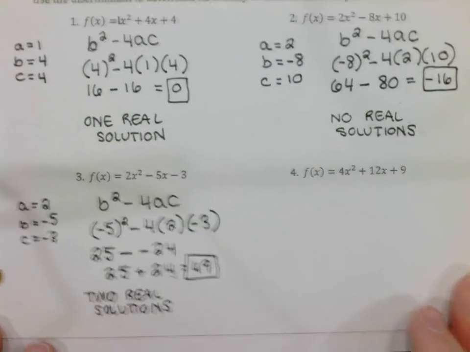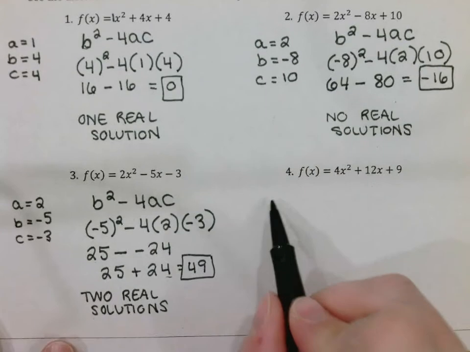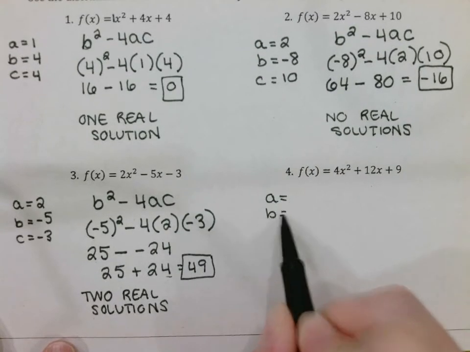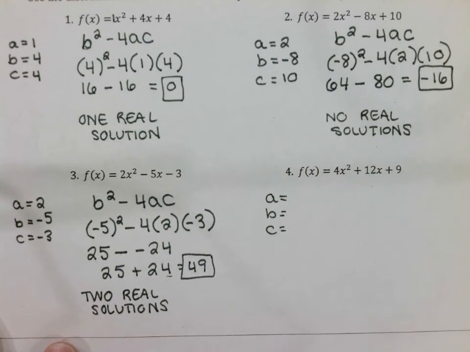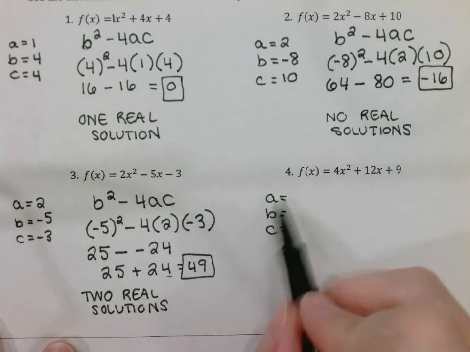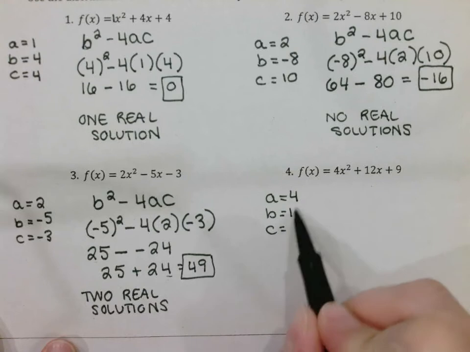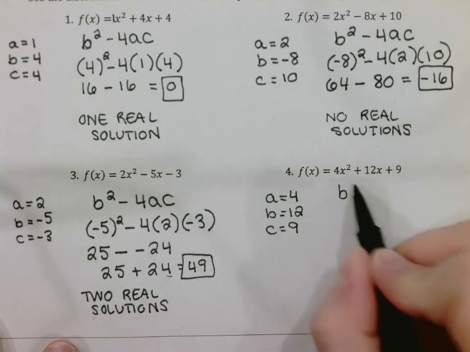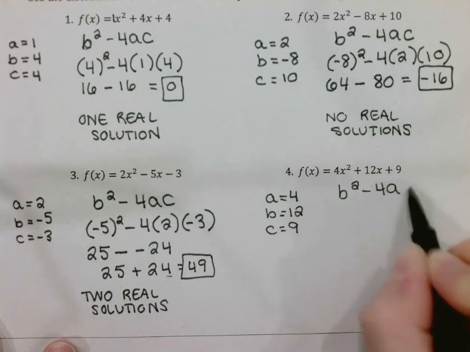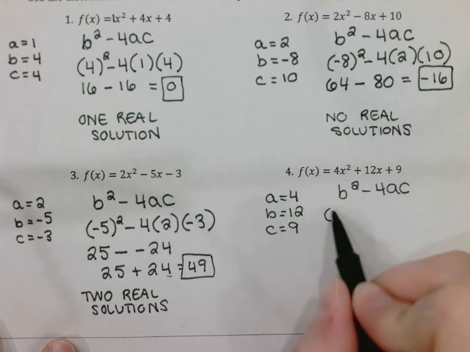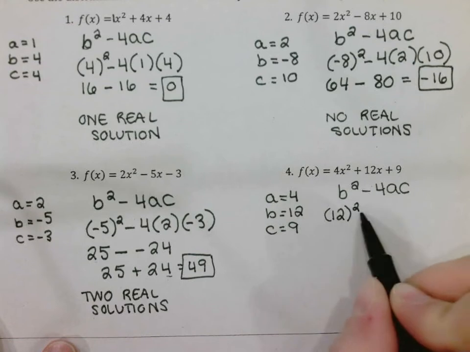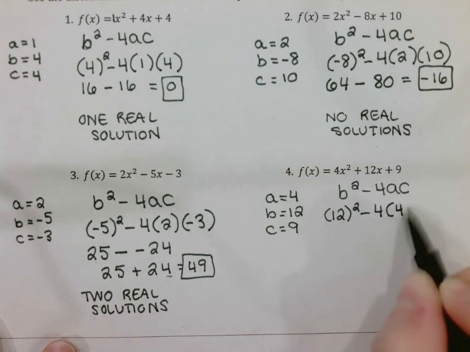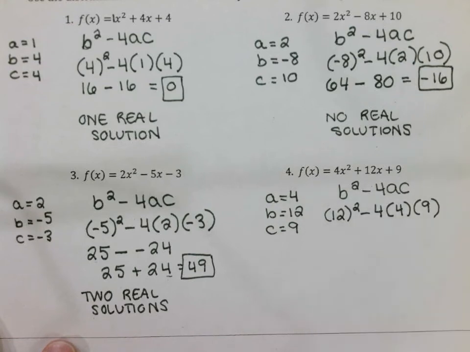Okay, and then let's look at number 4. I'm going to start the same way. I'm going to find A, B, and C. You may want to pause the video and try this on your own just to make sure you understand. But in this case, let's see, 4 is A, B is 12, C is 9. I'm going to plug that into b squared minus 4ac. So that'll be 12 squared minus 4 times 4 times 9. Notice I put parentheses around my A, B, and C.